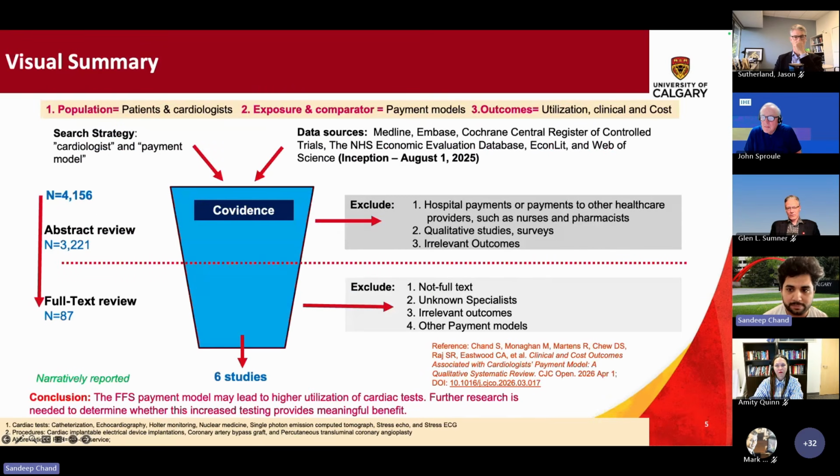Let's start with the systematic review, which has been published. We searched six databases through August 2025 for studies comparing how cardiologists are paid. 4,156 records came back. After screening, six studies remained. On testing, the signal was reasonably consistent. Patients of fee-for-service cardiologists, especially the highest billers, receive more cardiac tests and more procedures than patients of salaried or capitation-paid cardiologists.